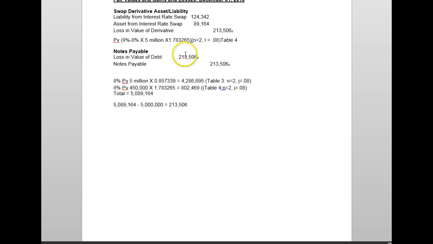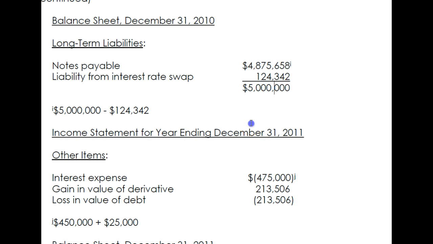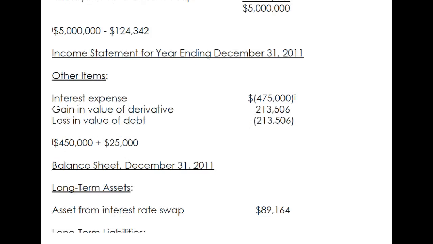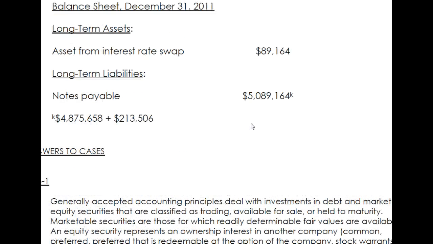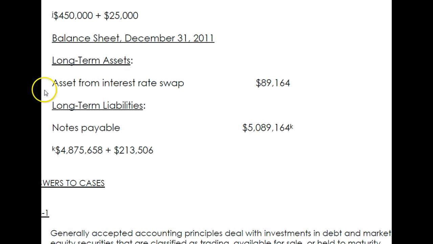Again, these actually all four of these are counterbalancing when you go to the, let me show you. When you go to the balance sheet here. Let's go down and look at the balance sheet at this point. We're now showing that asset for the swap at 89,000, and we're showing the notes payable at its premium on the books.